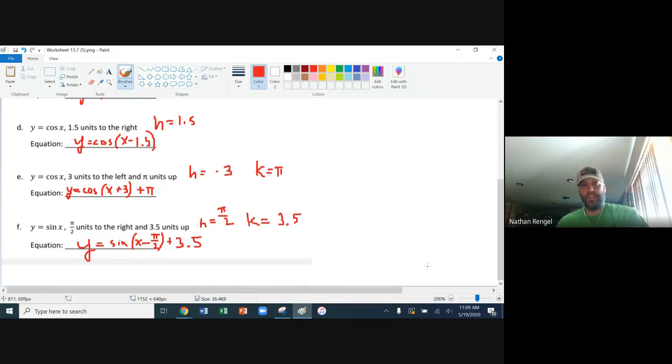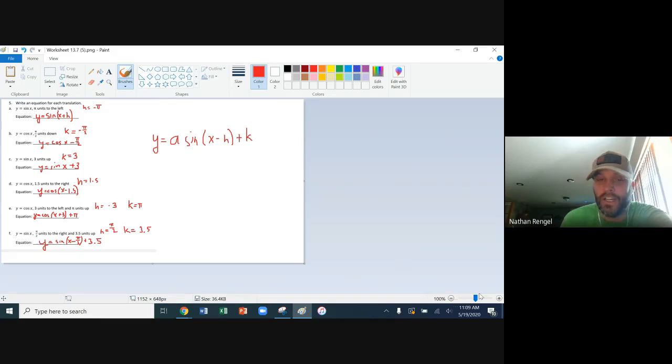So there would be our equations then for your phase shift and up and down k shift in both of those. So in general, you have your sine of x minus h, plus k. H is still moving us left and right, just like it has in all of our functions. K is moving us up and down. So there's our answers for number 5. Hopefully that helps.